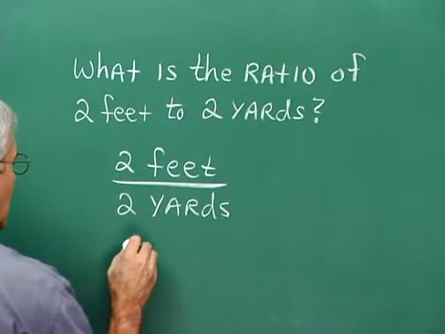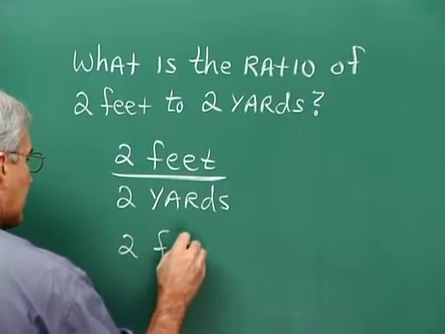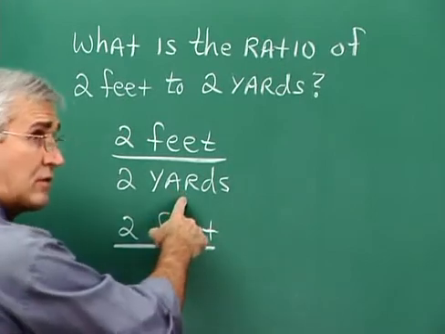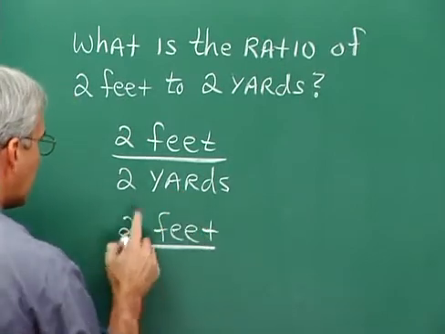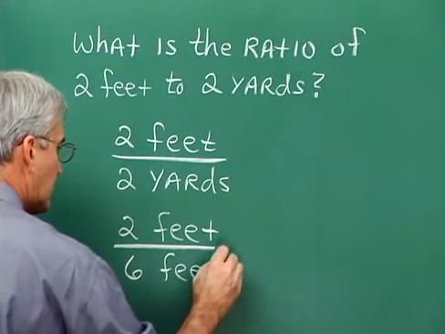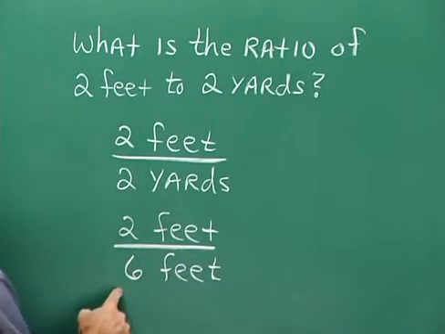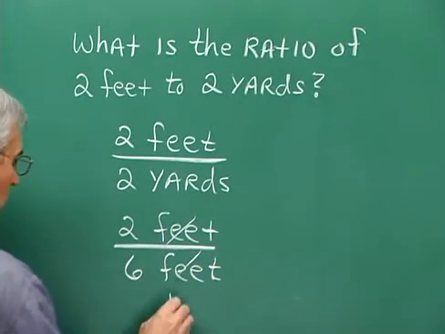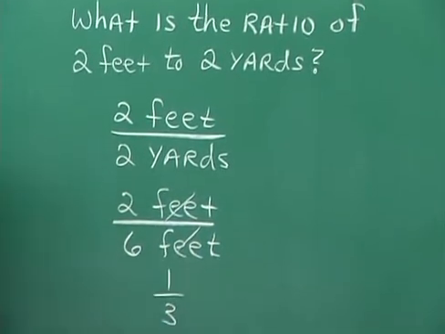So let's do that. We could write this as 2 feet to, well, let's see, every yard has 3 feet. 3 times 2, 2 yards then would be 6 feet. You see, so really this is the ratio of 2 feet to 6 feet, and we can think of it as 2 over 6, or 1/3 as the ratio.